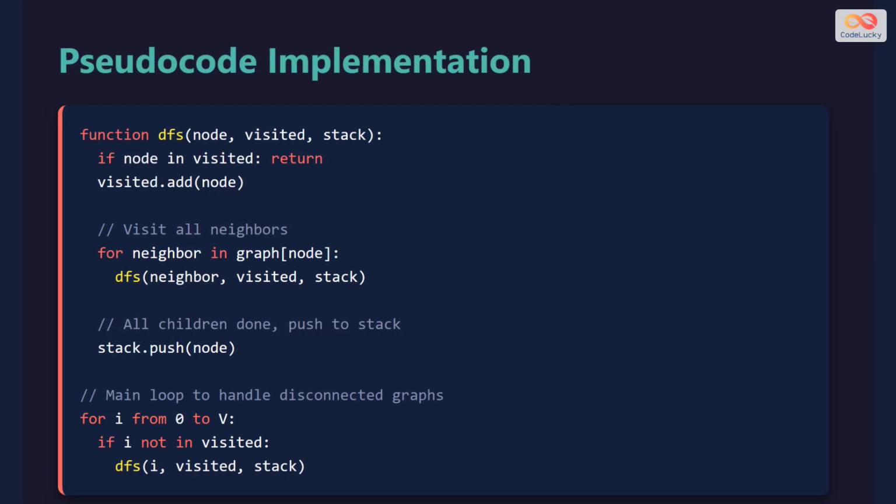Here is the pseudocode implementation. We have a standard DFS function. We check if a node is visited to avoid reprocessing. We loop through all neighbors recursively. The magic line is at the end, stack.push(node). This happens only after the recursive calls return. We also need a main loop to ensure we cover disconnected parts of the graph.